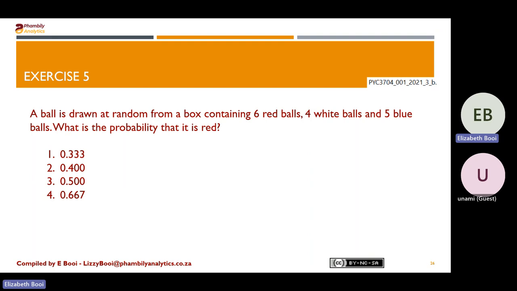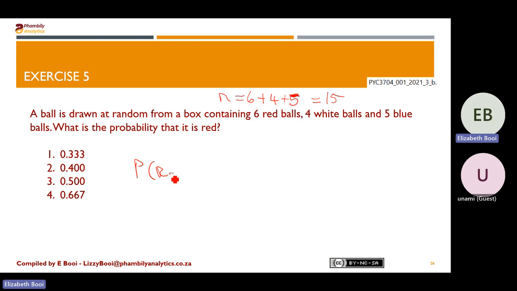So remember to always calculate your sample space, and your sample space N will be a total of all outcomes. All outcomes is all of the balls. So there are 6 plus 4 plus 5, which equals 15. That is your sample space.